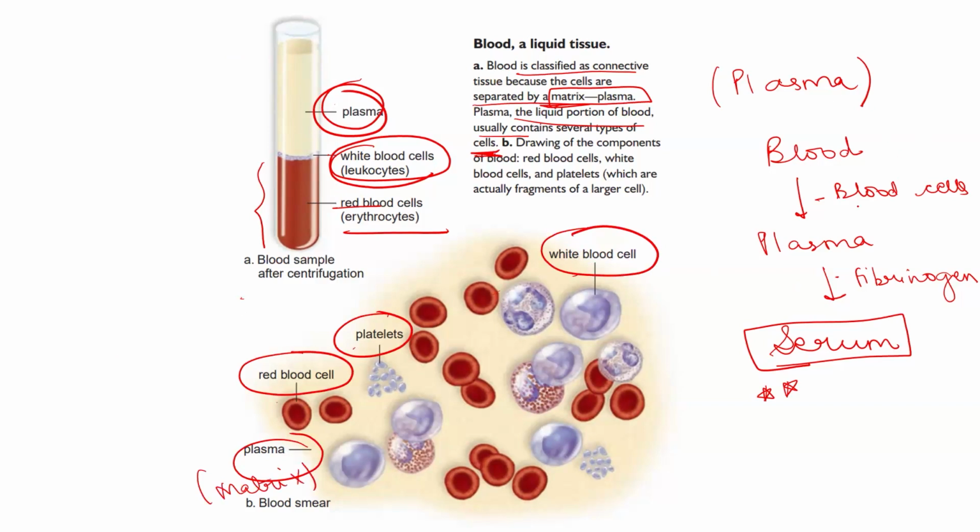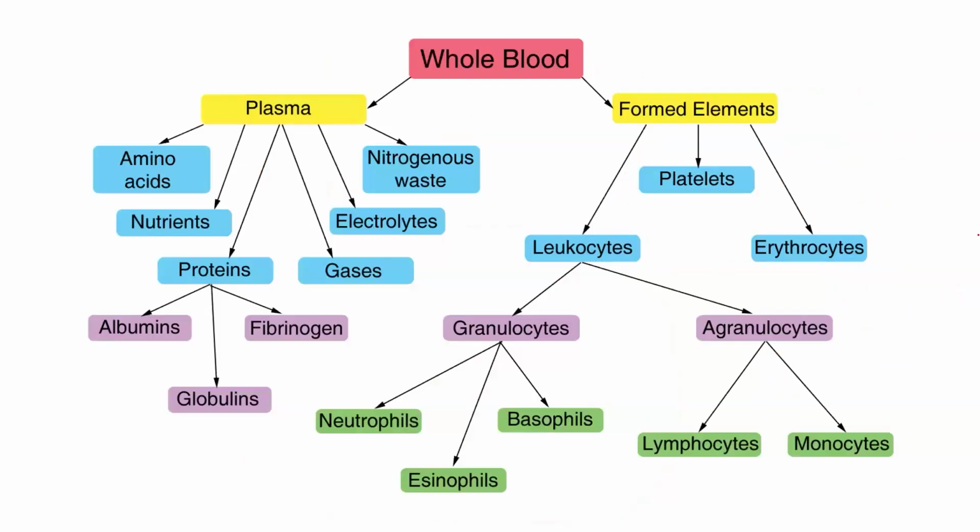So blood minus the blood cells is the plasma, and plasma minus the fibrinogen is the serum. Whole blood consists of plasma, as I mentioned, and the formed elements. Plasma is usually 55% and the formed elements are 45%. So blood is mostly liquid in nature due to the presence of plasma.